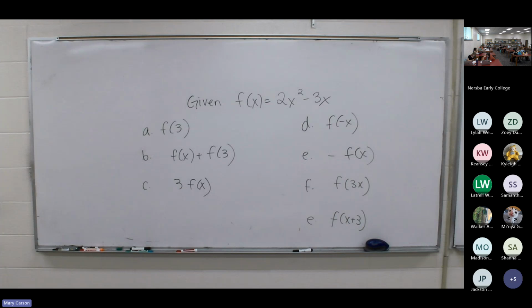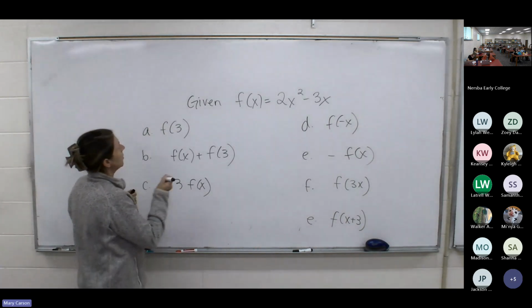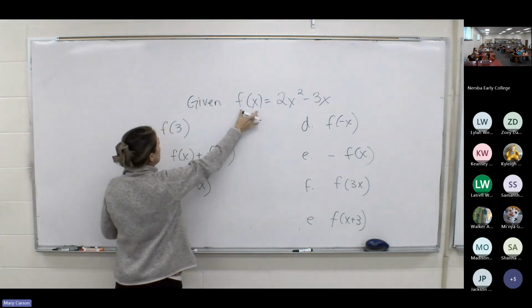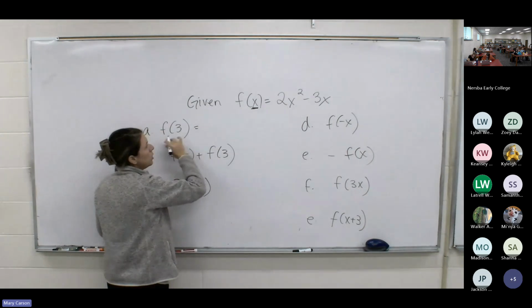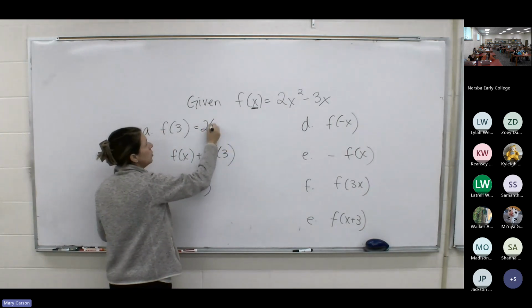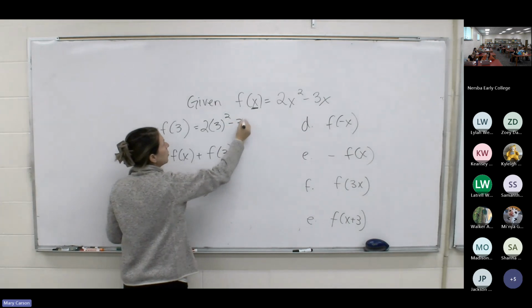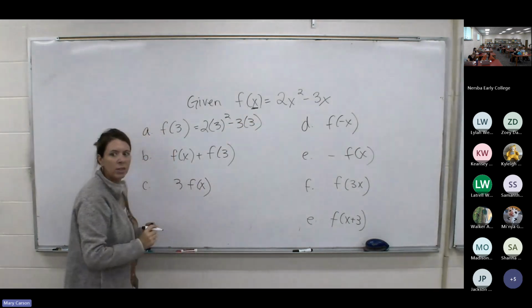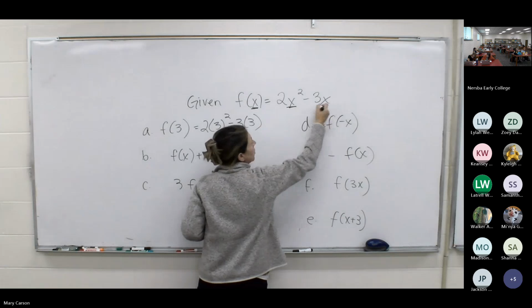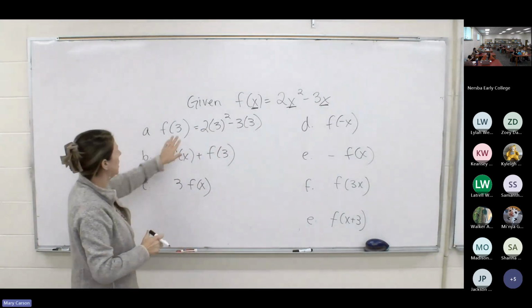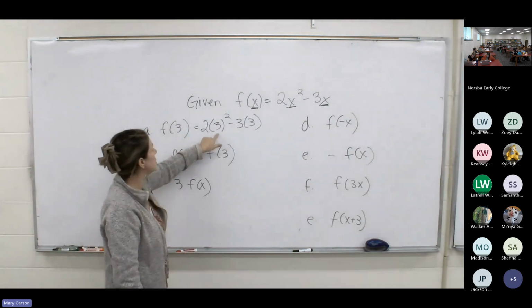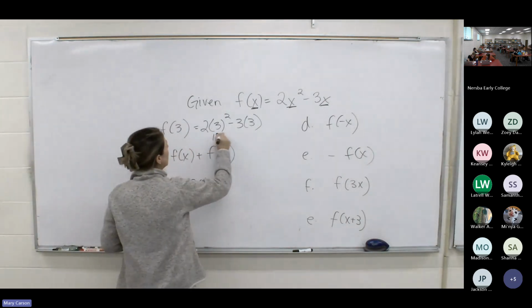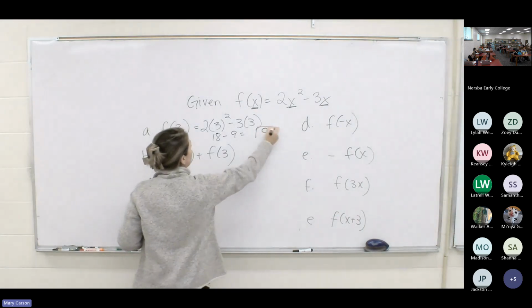All right, we ready to try some of these? So when you read f of 3, remember, f of x is our function notation. This means that 3 will take the place of the x. So when you write your equation now, you're going to write it as 2 times 3 squared minus 3 times 3. Wherever there is an x, you replace it with a 3. Okay, everybody understand this one? So this is going to be 3 squared is 9, 9 times 2 is 18, 18 minus 9 is 9.